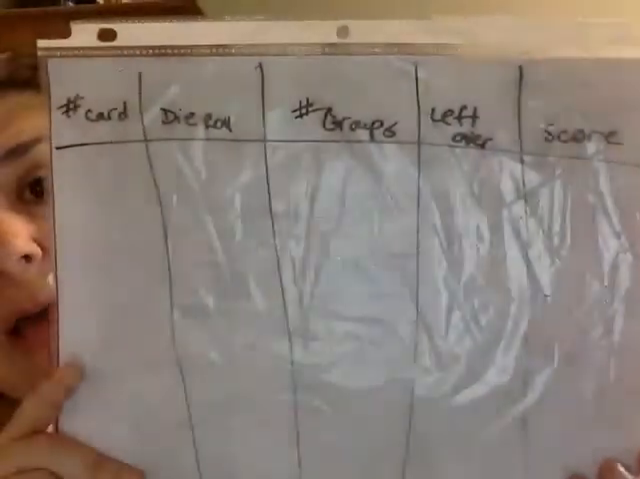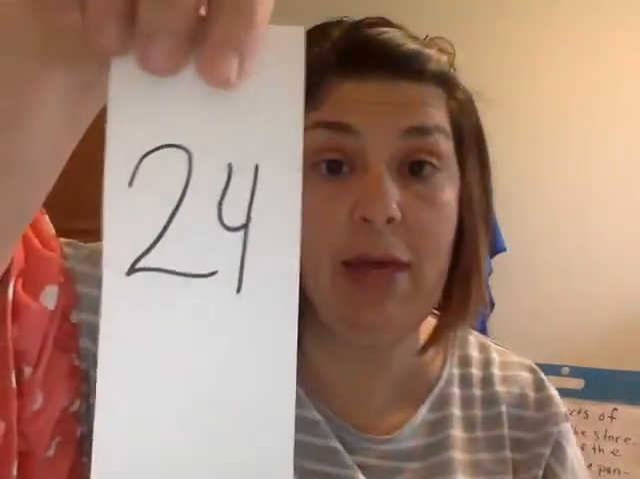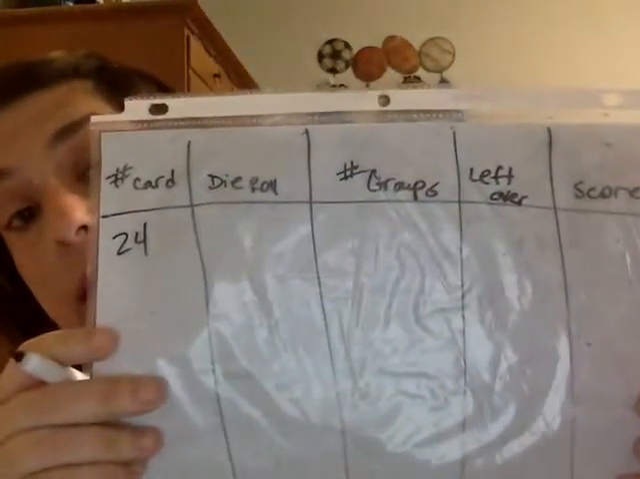All right, so I made this on my makeshift whiteboard. Remember, my cards are face down, over on this side. Today, the first card that I pick is 24. Under number card, I'm going to write the 24 just like this. I'm going to roll my dice. My dice says 6.